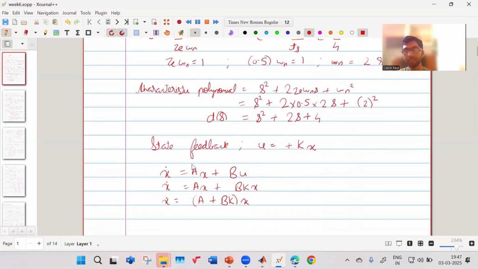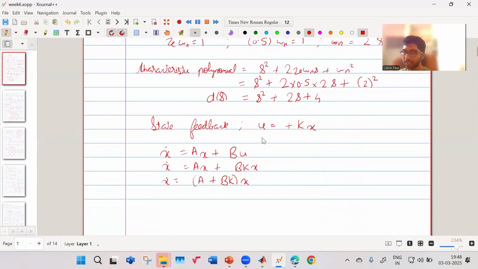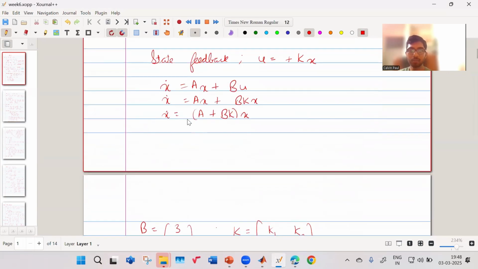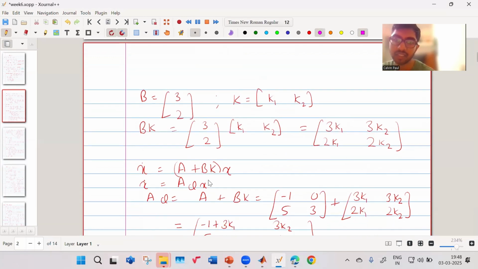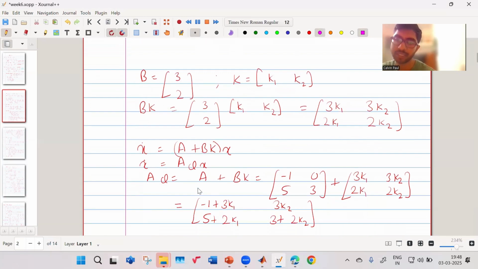Then we use the state feedback law, u equal to plus kx. I can use u equal to minus kx also, but I must remember what I have considered. Here I've used plus kx, so my closed loop A matrix will be equal to A plus bk. So this is my A closed loop. We have B, we have K, and from bk we get these equations. And this is my x dot is equal to A closed loop into x.